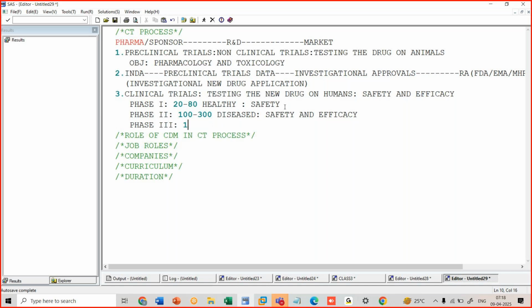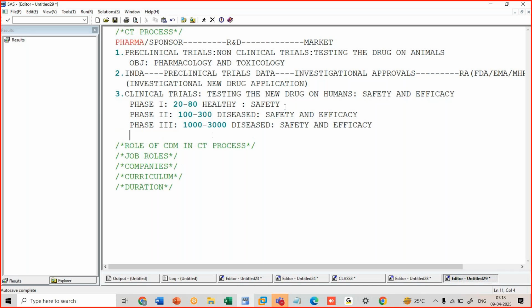Third phase, 1000 to 3000 people will be there. Okay. All the 1000 to 3000 people will be diseased again. So, safety and efficacy. Safety as well as efficacy of the drug.